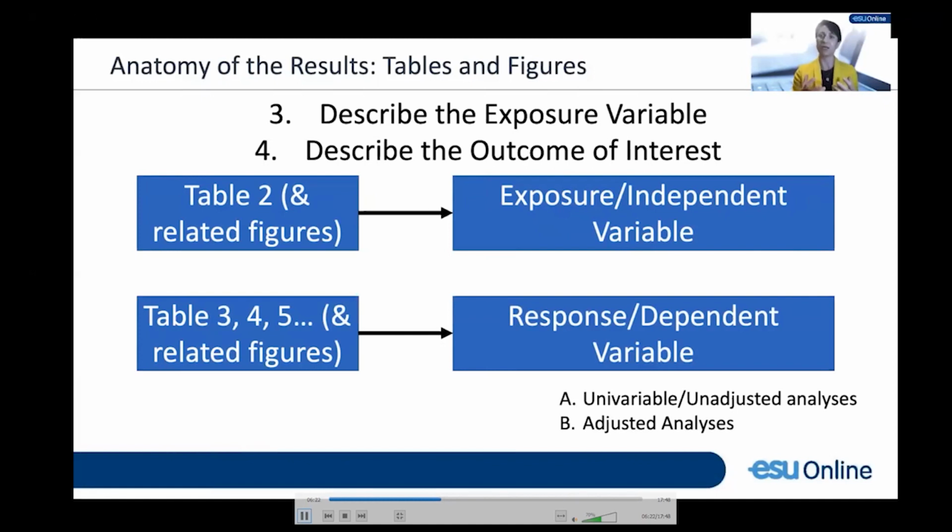Because this is where you really get into the factor that you're trying to understand its association with your outcomes. This is where you get into the details that you collected on that specific factor. And then your subsequent tables really get into your analyses. So this is where you detail the response or dependent variable, and then you get into your univariable or unadjusted analyses, and then ultimately your adjusted analyses, and then any sensitivity analyses, validity assessments, and so on and so forth.